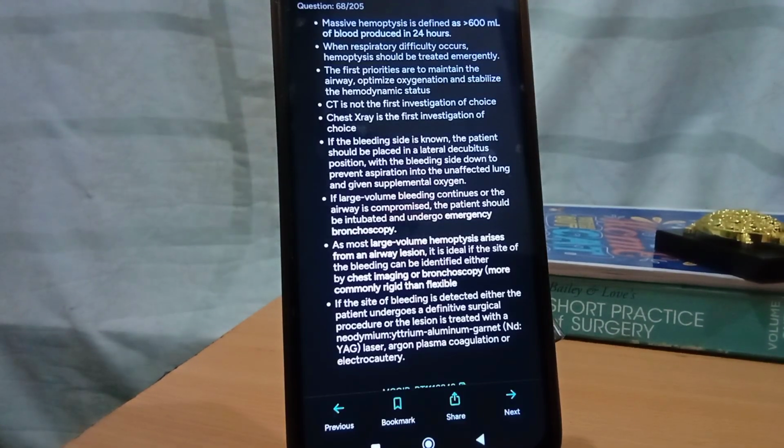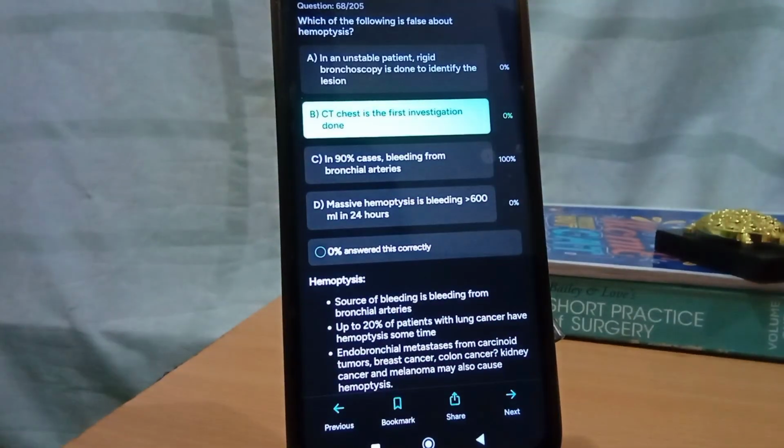So if the site of the bleeding is detected, either the patient undergoes a definitive surgical procedure or the lesion is treated with neodymium-YAG laser, or argon plasma coagulation, or electrocautery. So the CT is not the first investigation to be done.